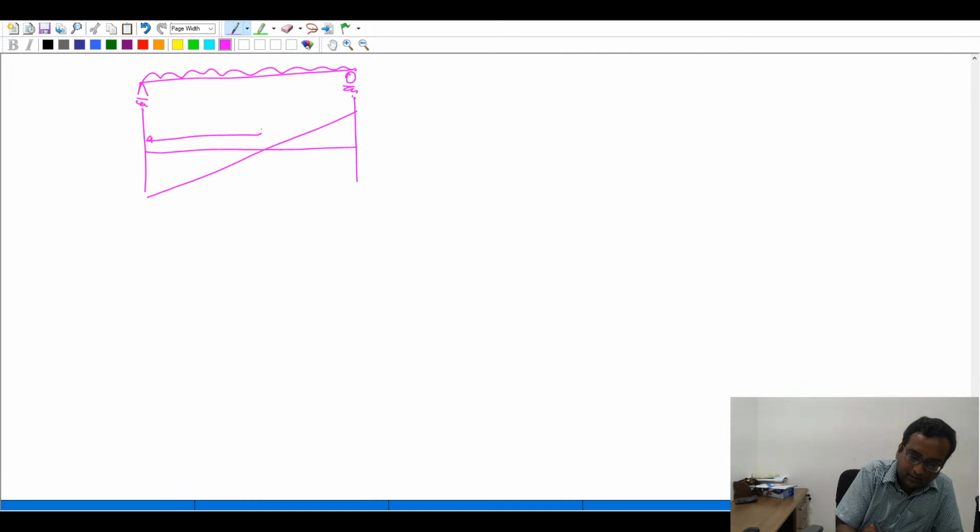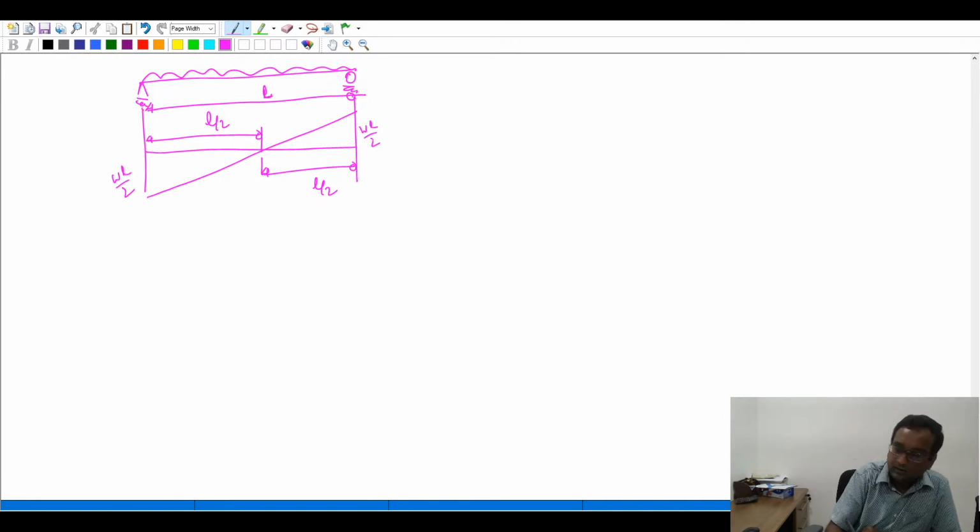Okay, so this will be at the middle of the beam, L by 2. If L is this length, that will be L by 2, and this length also will be L by 2, and I will add WL by 2 and WL by 2. Okay, now the question is what happens for different cross sections of the beam.